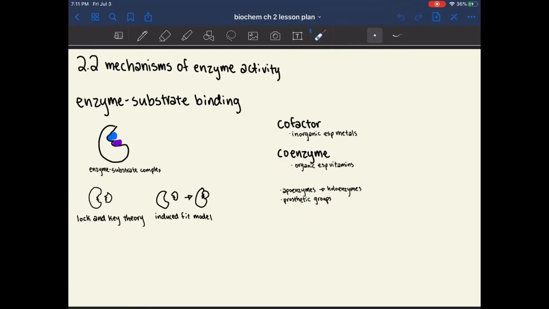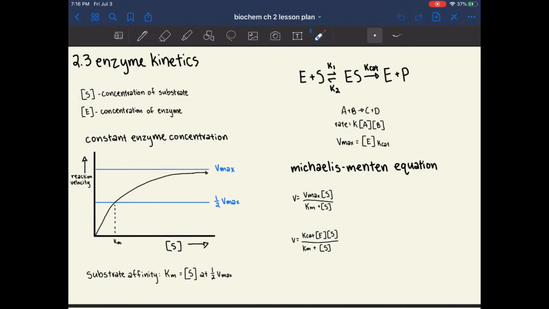Prosthetic groups are names you give to either coenzymes or cofactors when they're really tightly bound or when they're covalently bound. So if a cofactor or a coenzyme is permanently bound to your enzyme, you call it a prosthetic group, but if it comes in and out of your enzyme, then you wouldn't.